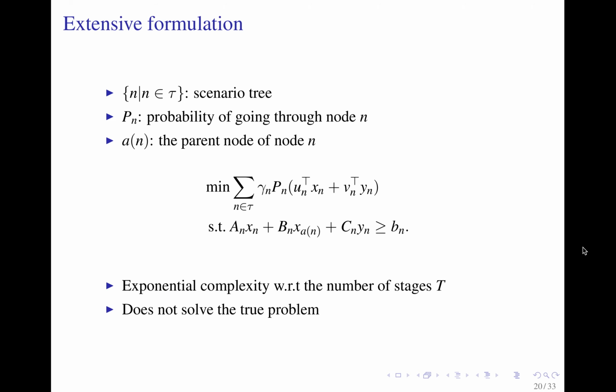Another class of algorithms to solve a discretized MSLP is to construct a single deterministic but large linear program. So assume tau is the constructed scenario tree, no matter stage-wise independent or Markovian. We associate a single decision vector x and yn with every node in the tree. We then enumerate all the scenarios and construct the so-called extensive formulation.